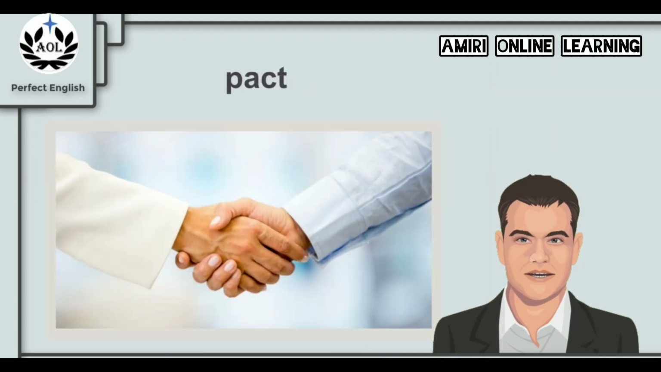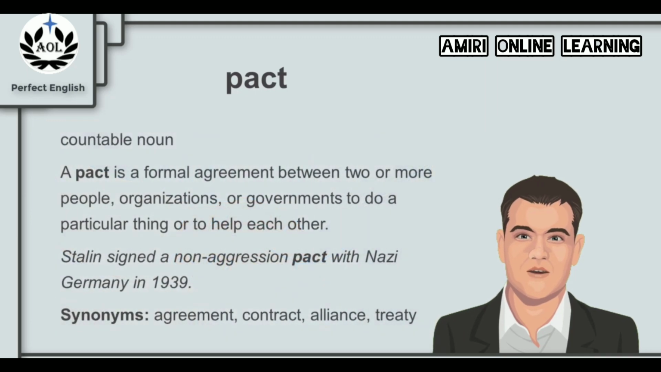And now for the next key word, pact. If you look at the picture, you can see this firm handshake. Well, it could be just because these two people are greeting each other, or it could be something else. It could be to seal an agreement on something. Can we call this a pact? What does a pact mean? Let's find out. A pact is a countable noun.